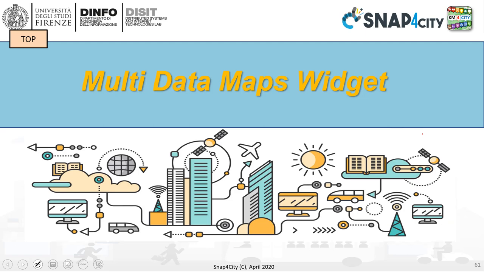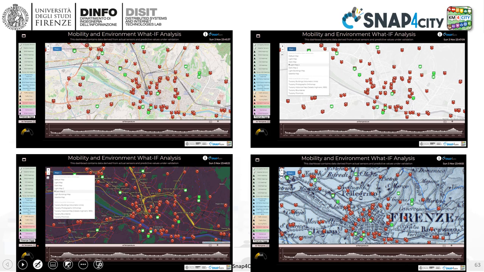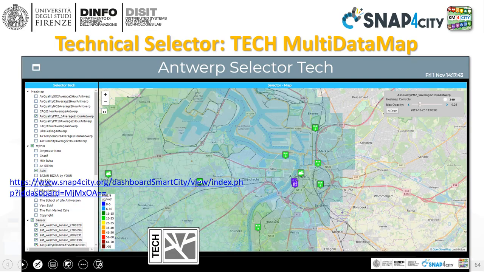Okay, so the multi-data map widget. The multi-data map widget is probably the most powerful widget for representing data. You can put knowledge base sensors, actuators, all this kind of information. You can also put WFS, WMS data. You can integrate in the multi-data map also special tools like traffic flow, scenarios, what-if analysis, and so on, all together. These are examples created with the multi-data map.